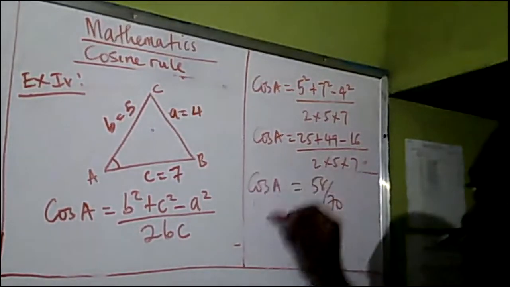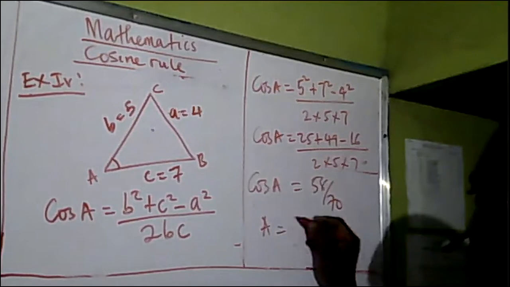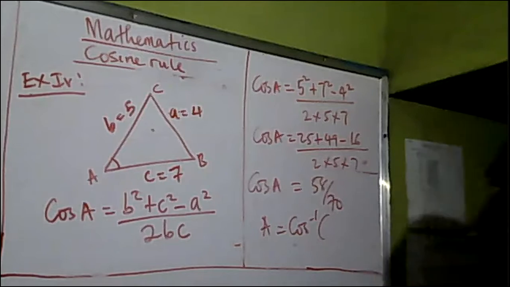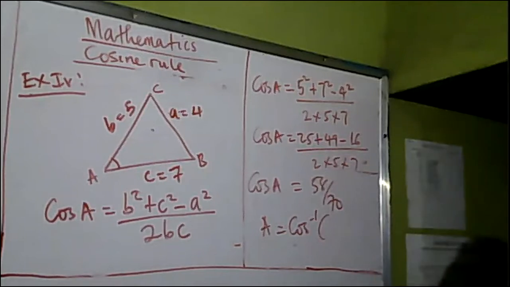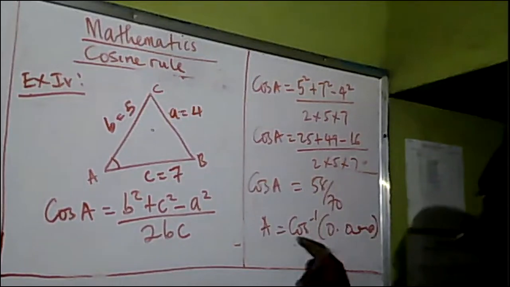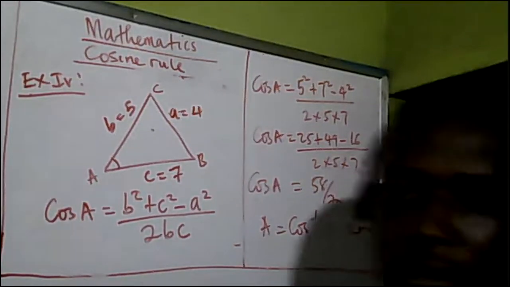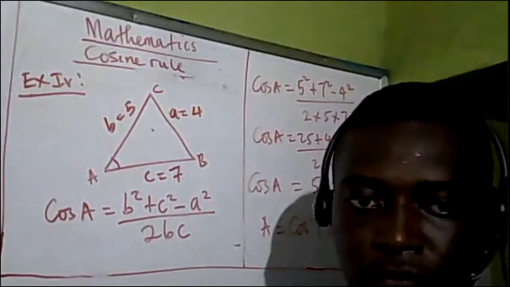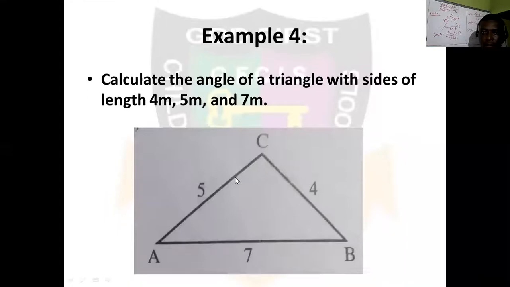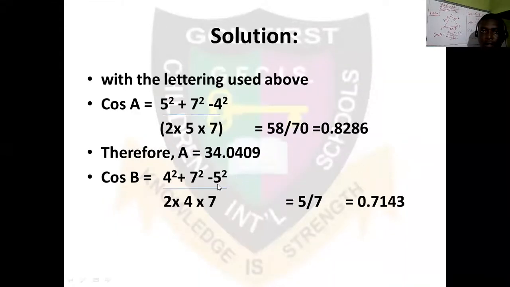So to get the angle A itself, it is cos inverse. What will this give you when you divide 58 by 70? You are going to get 0 point, you can stop at 4 decimal places, then take the inverse cos of that. So let's go back to the slide. So 58 over 70, our A will give us 34.04 and so on.